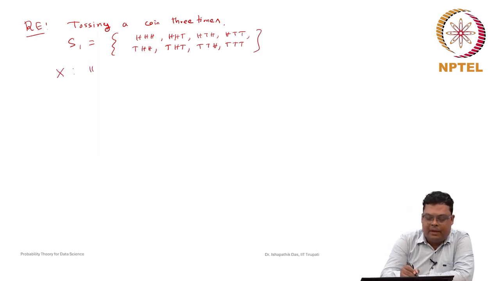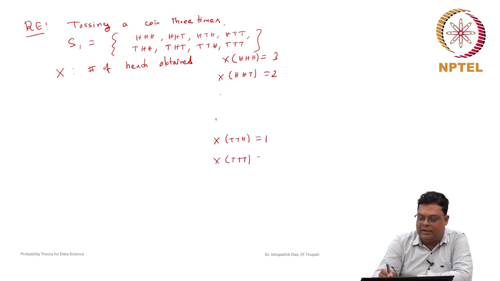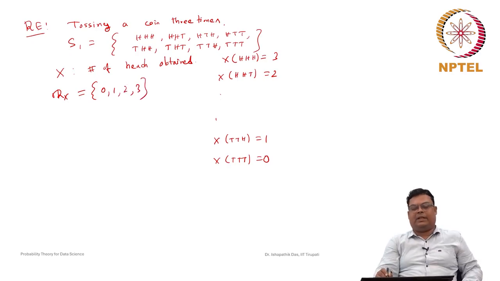We define the random variable X by the number of heads obtained. So we found already X of HHH is 3, X of HHT is 2, and like this, X of TTH is 1, X of TTT is 0. So the range of this function X is 0, 1, 2 and 3. These are the 4 values it is taking.